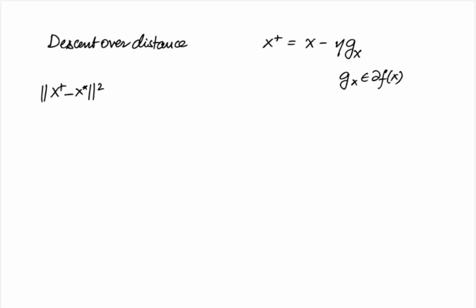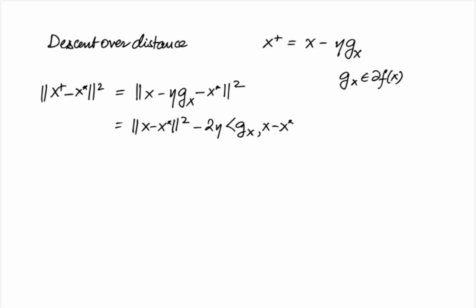Let us look at this so-called descent over distance property more rigorously. To see this, let us assume that we are in an inner product space. Let us denote x plus equal to x minus eta times the subgradient g of x. Then norm square of x plus minus x star is equal to norm square of x minus eta gx minus x star, which is nothing but norm square of x minus x star minus 2 eta inner product of gx comma x minus x star plus eta square norm square of gx.